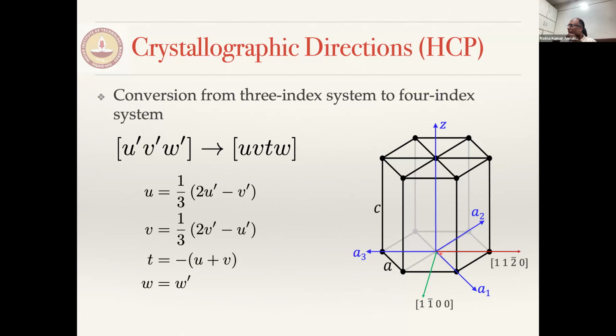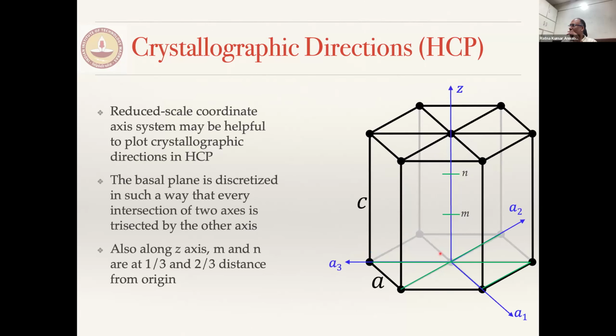Okay. So how do we do that? Let us look at it. In order to do that, a reduced scale coordinate axis system may be helpful in identifying crystallographic directions in HCP. What do I mean by that? So the basal plane, the bottom hexagon base, that plane is called the basal plane.